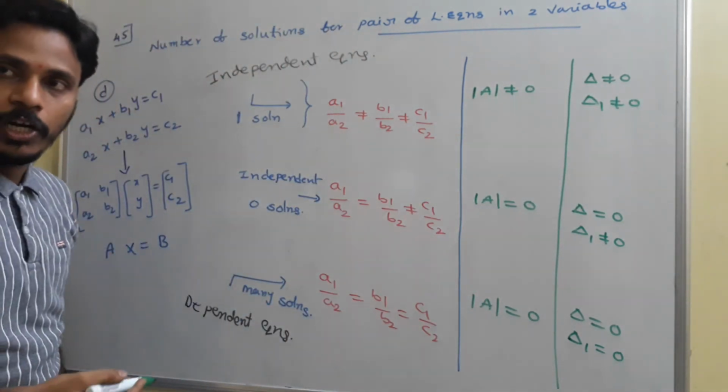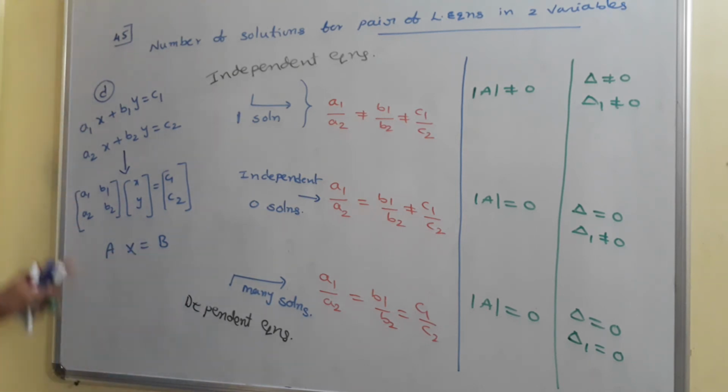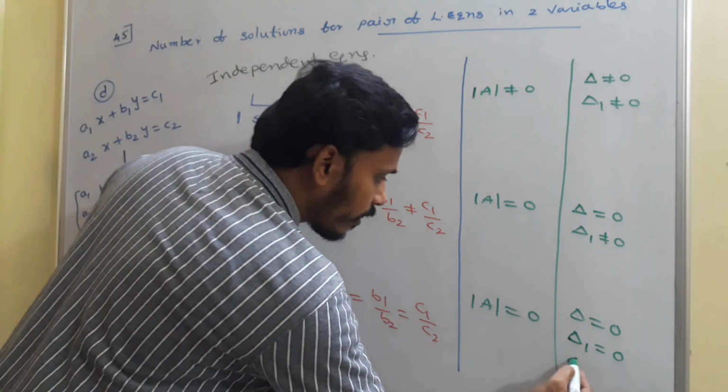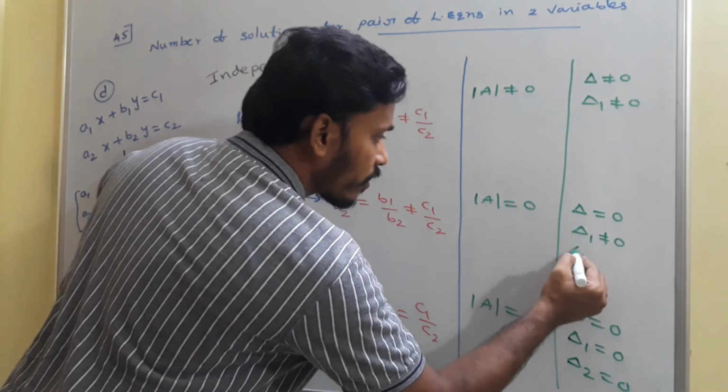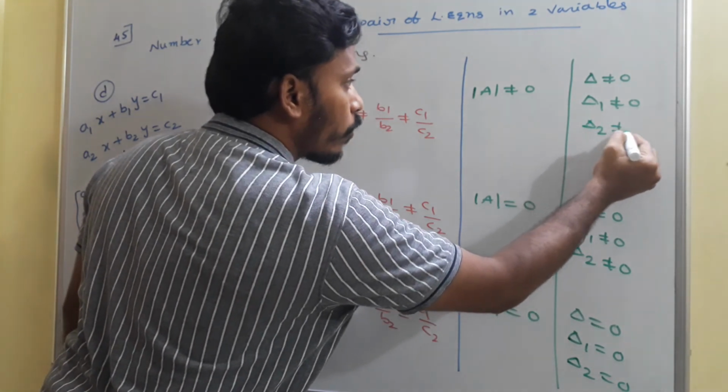Then coming to delta 2. Delta 2 is simply nothing but the first column is just like A1, A2, but the second column is C1, C2. That means we need to compare A1, A2 with C1, C2. If you analyze A1, A2 and C1, C2 again, what do you say? Again A1 by A2 is C1 by C2. Here you will get that delta 2 is 0, and here in this case delta 2 not equal to 0, and here in this case delta 2 not equal to 0.